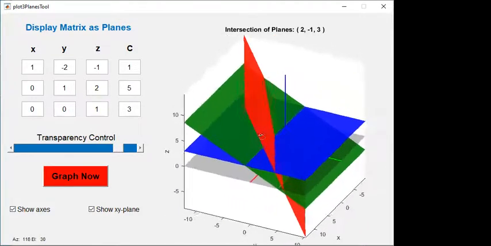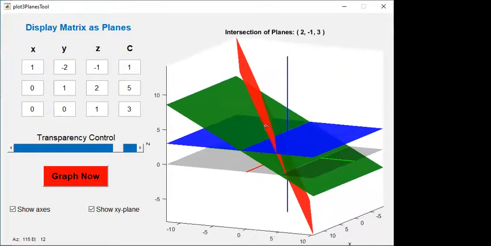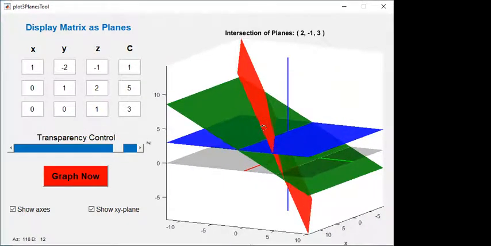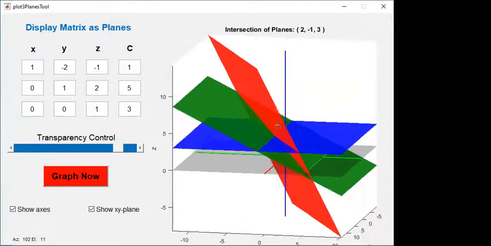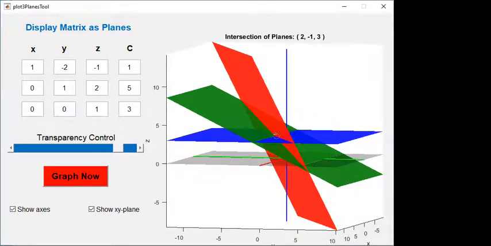Red and green, it's less transparent now. The red and the green intersect along a clear line. Red and blue, you can see it from the front there, are intersecting along a line. And then green and blue clearly are intersecting along a line as well. And those three lines of intersection all come together at this point.